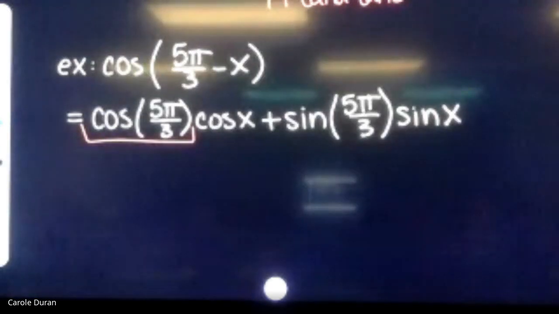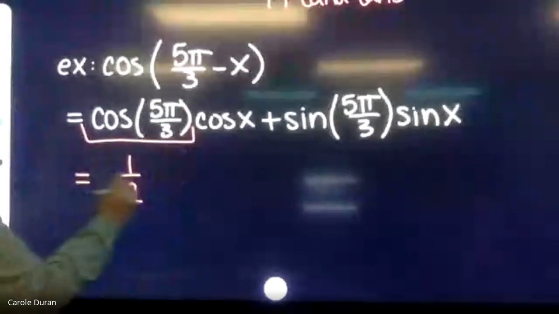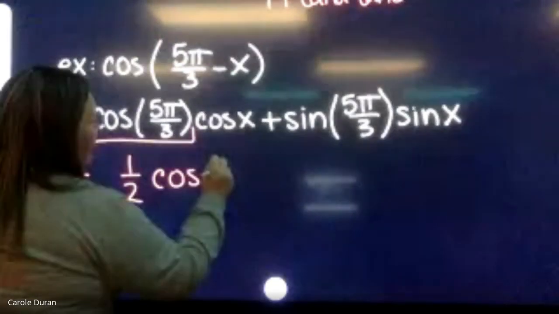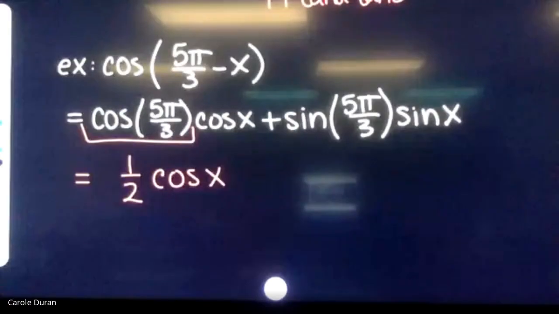1/2. I can't replace cosine of x because, well, I don't know what x is. So that one stays. So now my first term becomes 1/2 times cosine of x. Are we all okay with that? No, because the 1/2 became its own thing.